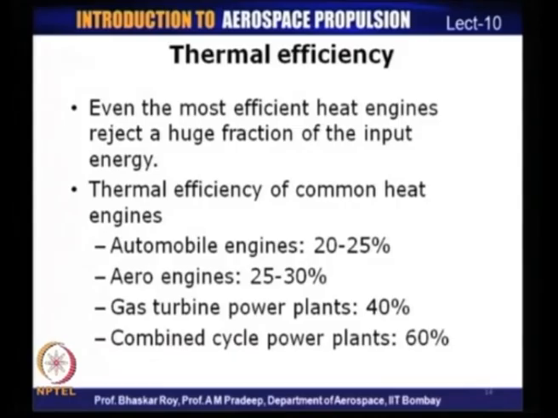Just to give some examples of thermal efficiency of some common heat engine cycles which you might be coming across, the range of efficiency of course is only indicative. It may be slightly different for some engines which are a little more efficient. Typical thermal efficiencies of automobile engines could range between 20 to 25%. There could be some engines which have slightly higher efficiencies, but they are of the same order. Aero engines on the other hand have slightly higher efficiencies of the order of 25 to 30%.